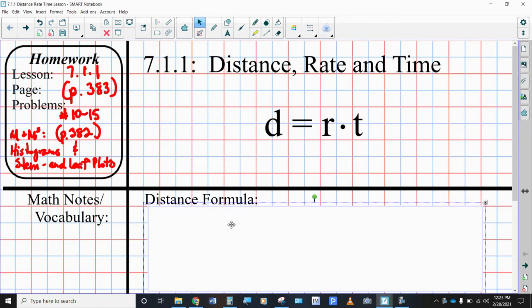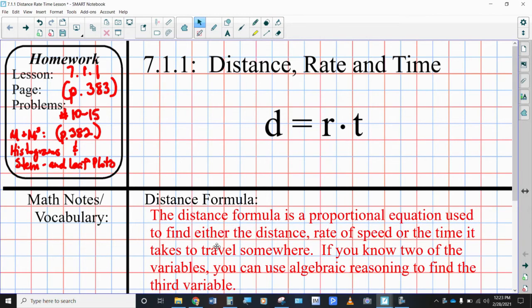Okay, so first off, the distance formula is a proportional equation. If you spend no time traveling, you will go nowhere, so 0, 0 would apply in this situation. And the R, which is the rate of speed, is kind of like your unit rate. So it is definitely proportional. It's used to find either the distance, the rate of speed, or the time it takes to travel somewhere. If you know two of these variables, you can always use algebra to figure out the third, okay?